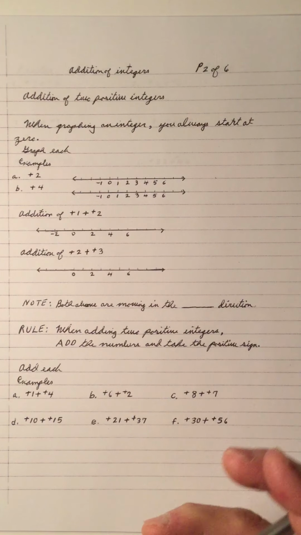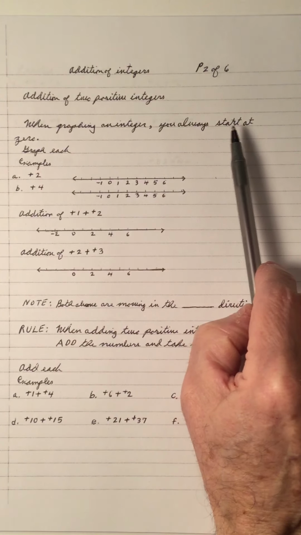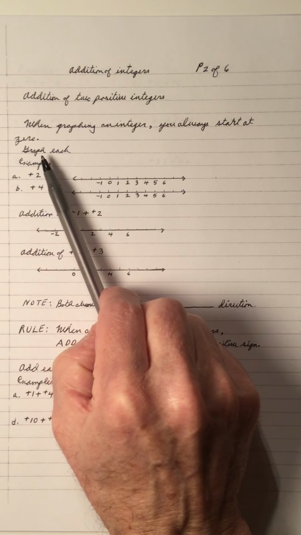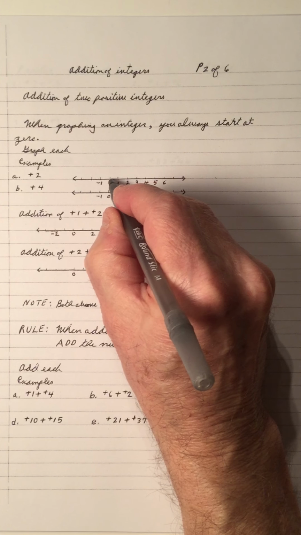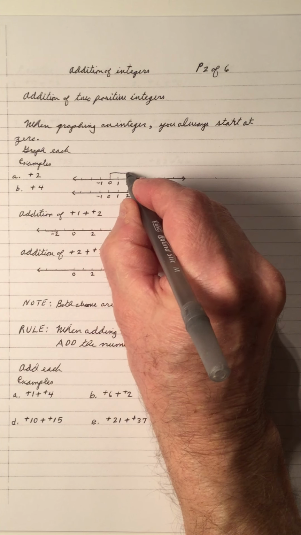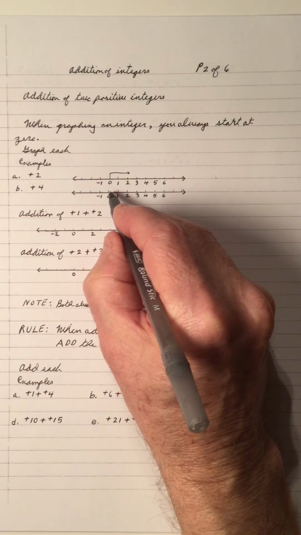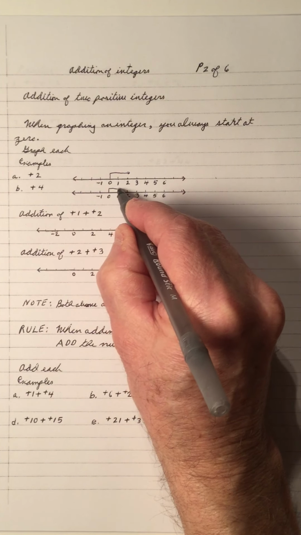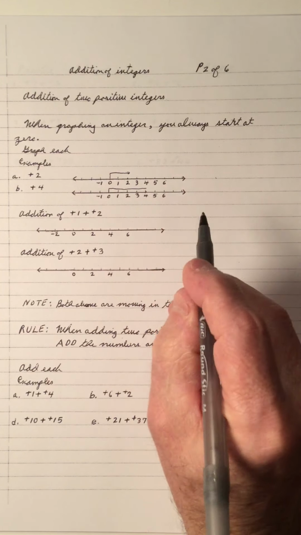The addition of integers, the addition of two positive integers. When graphing an integer, you always start at 0. Let's graph plus 2. Plus 2, you start at 0 and move 2 to the right because it's a plus. Plus 4, you start at 0 and move 4 to the right. So there's a plus 4.